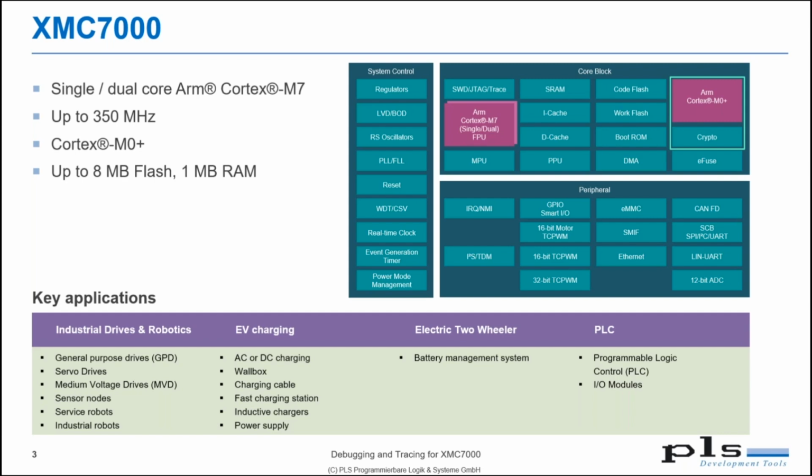The Cortex M0 Plus is also called HSM, hardware security module, and the Cortex M7 or both M7s are the primary application processing cores, and the HSM is handling all the peripheral and also security processing if necessary.